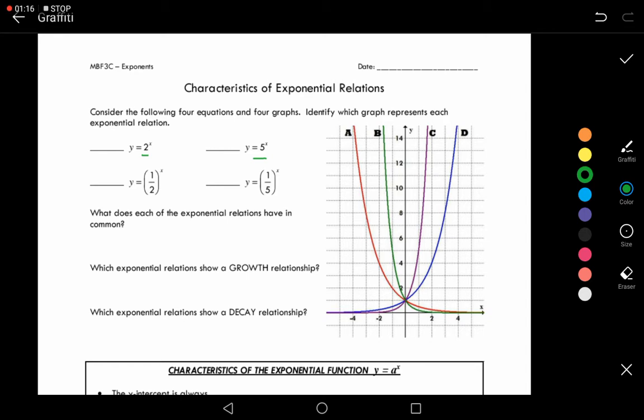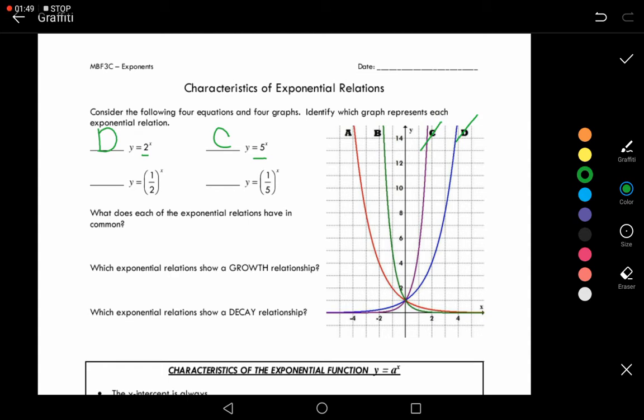So if we're looking at y equals 2^x and y equals 5^x, those are both positive whole numbers, so we know those are going to be the ones that have that J shape, just based on that last lesson. Because C goes up steeper than D, we can assume that C would be 5 to the power of x because 5 is greater than 2. So just by process of elimination, that means D has to be y equals 2^x. So we've labeled C and D.